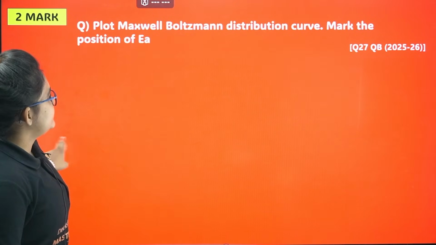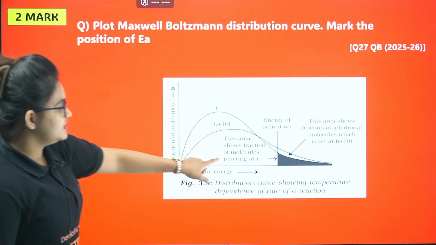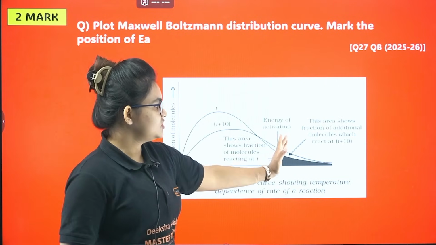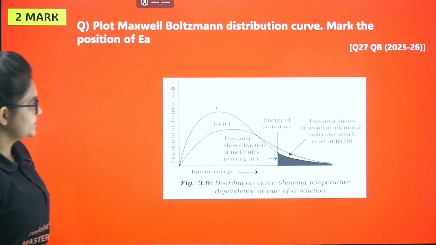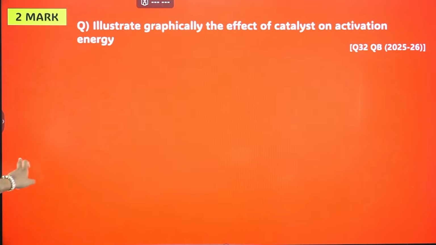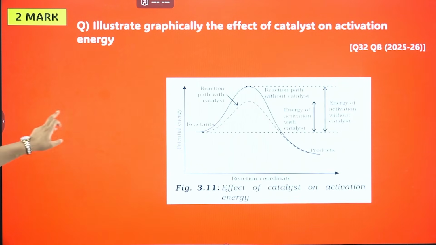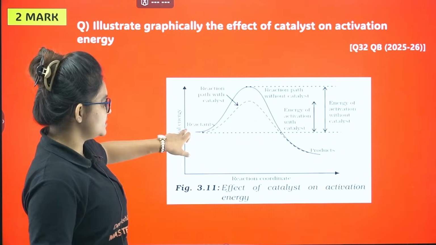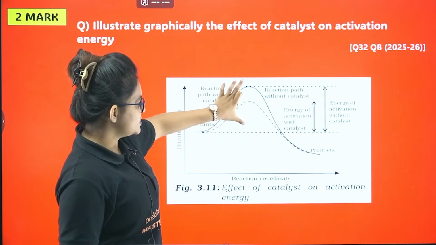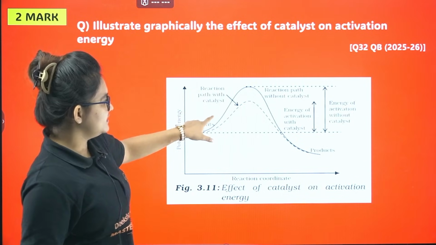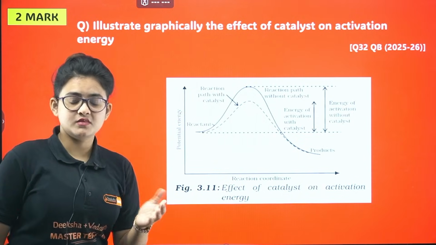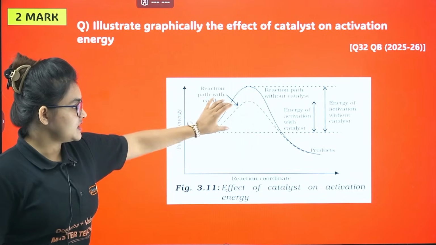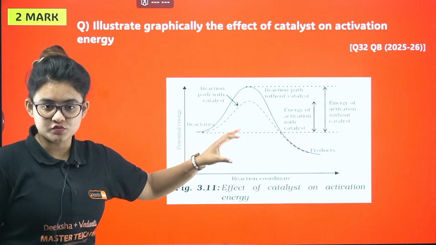Let's proceed. This is the plot of Maxwell-Boltzmann curve, and this particular point after which the molecules will take part in the reaction, that is the activation energy. Okay, I guess this is clear. Let's proceed. Illustrate graphically the effect of catalyst on activation energy. You have to draw this graph. You have to mention that initially the activation energy was this much, but after adding the catalyst, the dotted line represents the path on being added with the catalyst. So as you can see, activation energy will be reduced.